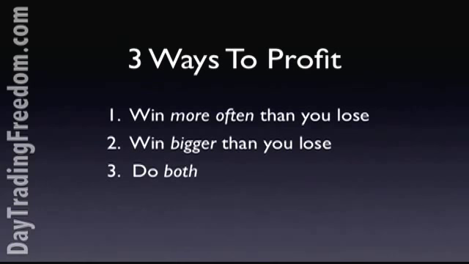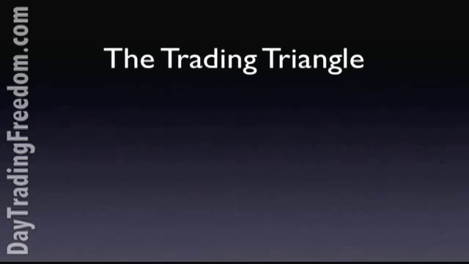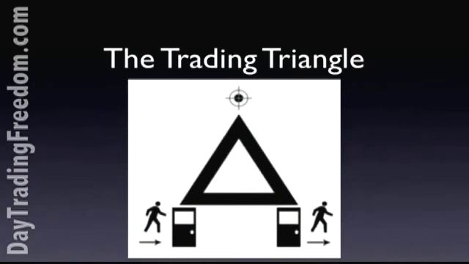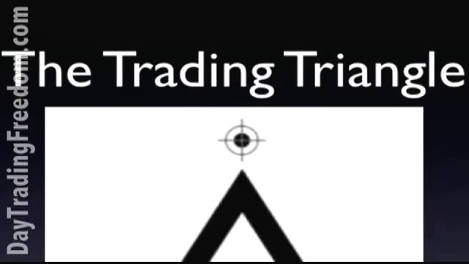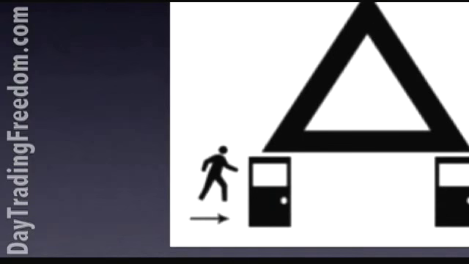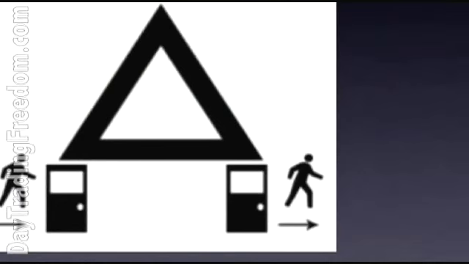Of course, the third option is the preferred option, and that is to do both: win more often than you lose and make each winning trade bigger than your losing trade, and that way you'll obviously make more profit. So with that said, I left you at the end of the last video looking at the trading triangle, and promised that we'd come back to that and explain exactly what that triangle is. So let's have a look at the three corners of this triangle, as I call them. At the top you've got stock selection or trade selection, on the bottom left hand side the trade entry, and on the bottom right hand side trade exit.